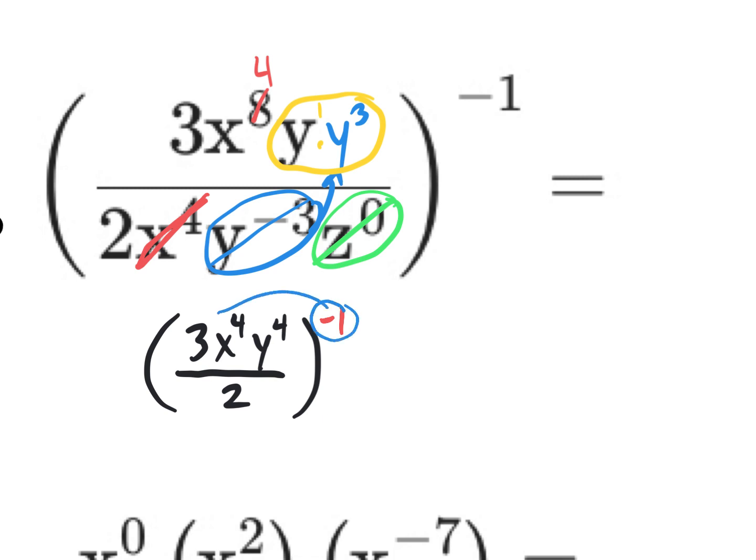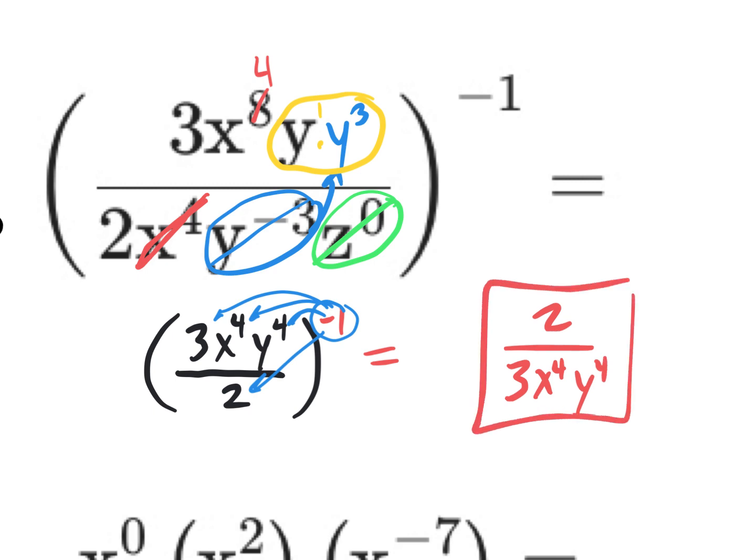The negative 1 is going to be on the 3, so that's 3 to the negative 1, x to the negative 4, y to the negative 4, and 2 to the negative 1. Technically, what does that do to all your terms? It flips them all around from the top to the bottom, from the bottom to the top. So our final answer, and I'm kind of skipping my work here, my final answer will be 2 up on top, 3x to the 4th, y to the 4th on the bottom.